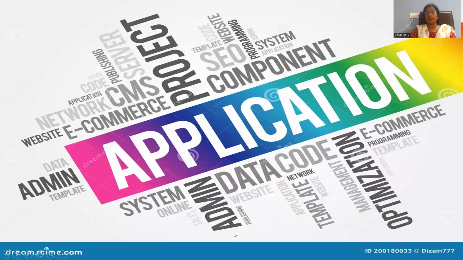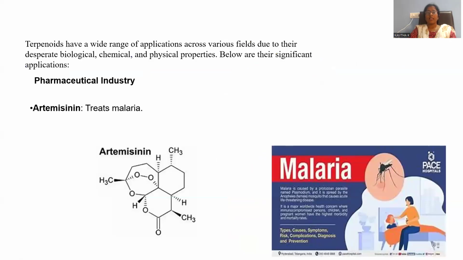And let's go with the applications for these terpenes and terpenoids. Let's see. Terpenes have a wide range of applications across various fields due to their disparate biological, chemical, and physiological properties. Below are their significant applications. How can we apply these compounds? Why are we studying them, right? So, the pharmaceutical industry: in the drug or medicinal field, how can we utilize them?